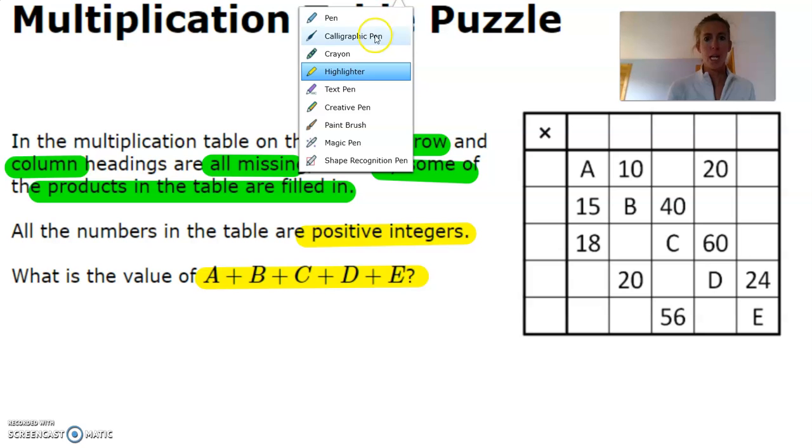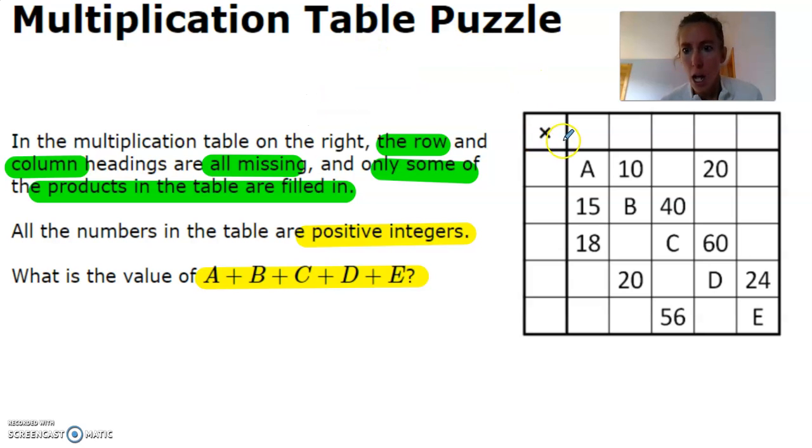Okay, I need a pen. All right, so first, A. Well, I don't know what A is because I don't know what times what. Okay, so I don't just want to guess anything. So I'm going to go here to 10. And I'm going to say, in this row, I need to get a 10 and I need to get a 20. So I could put a 1 here. And I know 1 times 10 is 10. And 1 times 20 is 20.